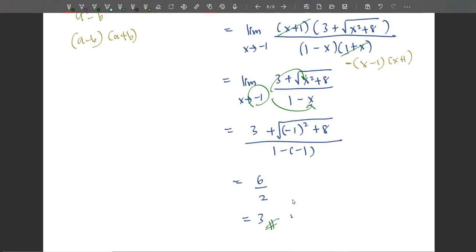Okay, hopefully these four examples can help you further understand how to solve indeterminate form involving radicals.